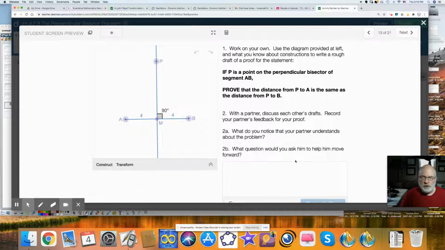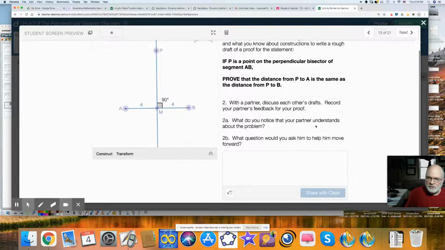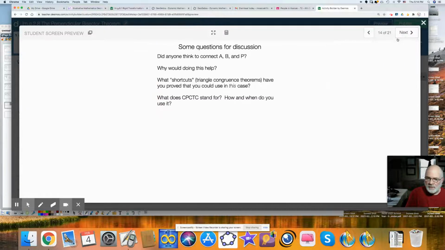So let's try to prove the perpendicular bisector theorem. Here it says if a point is on the perpendicular bisector, then prove that it is the same distance from A as it is to B. And you can discuss your graphs, and you can try this, and I want you to try it. And then I'm going to give you a hint here. Did you think to connect the points, make a big triangle? How does this help? What shortcuts have you learned? What triangle congruence theorems have you learned that would help you with this? Because if you could show that the two triangles are congruent, then maybe you could say that the parts are congruent, and you could do like the others did and say that.